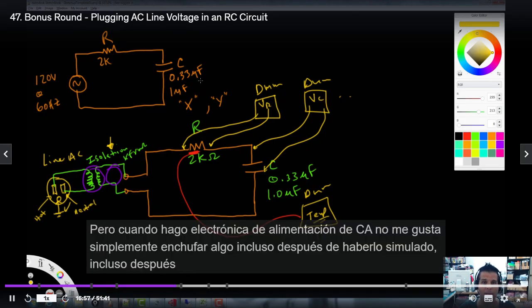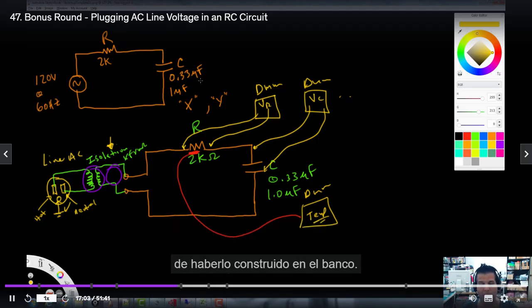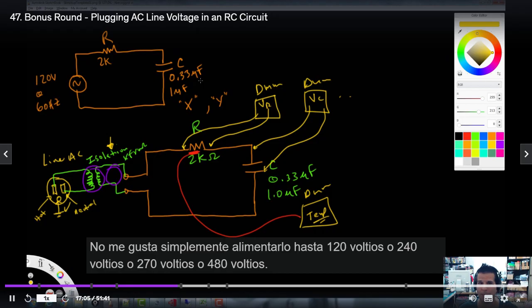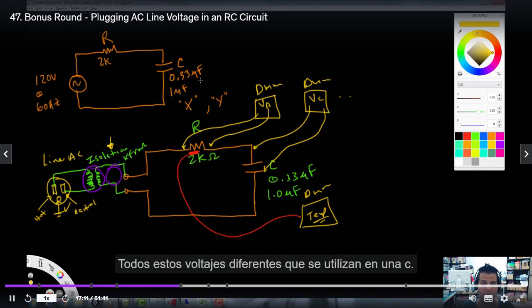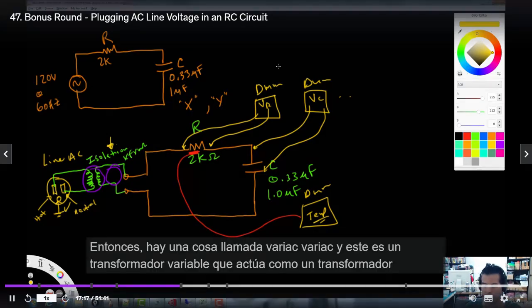But when I do AC power electronics, I don't like just plugging something in, even after I've simulated it, even after I built it on the bench. I do not like just powering it up to 120 volts or 240 volts or 270 volts or 480 volts, all these different voltages that are used in AC, right? I like to slowly move my way up. So there's a thing called a variac. This is a variable transformer. Variac is a variable transformer.